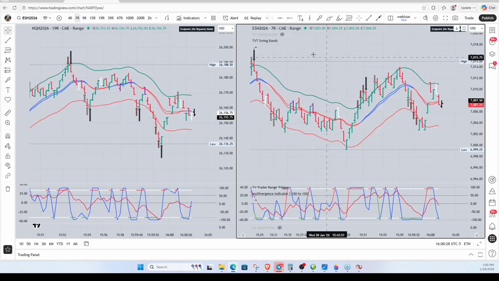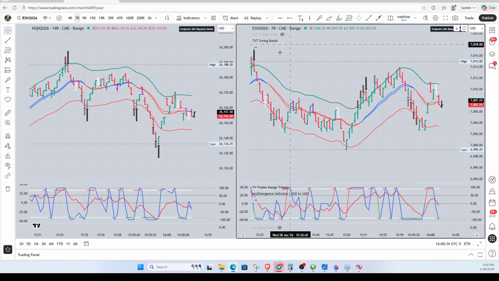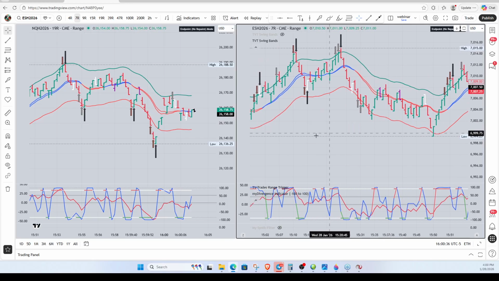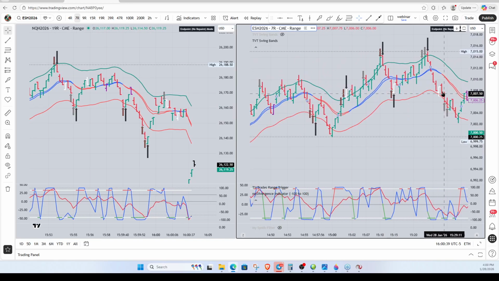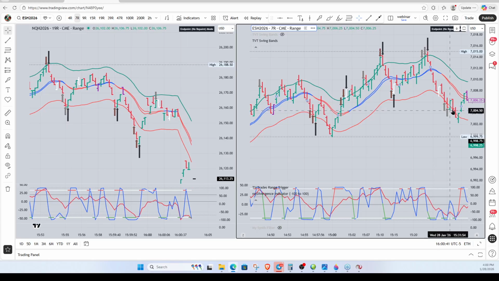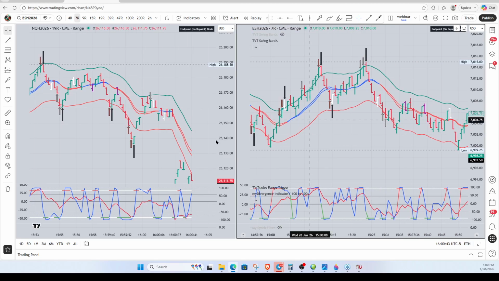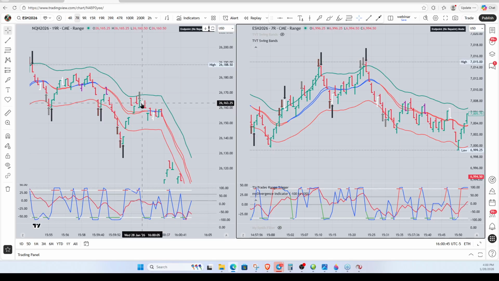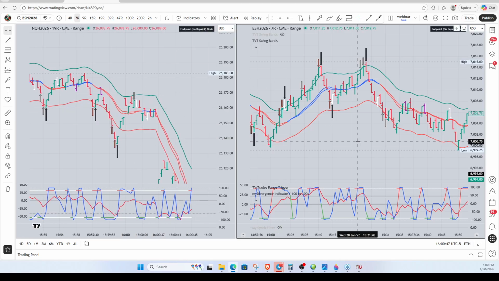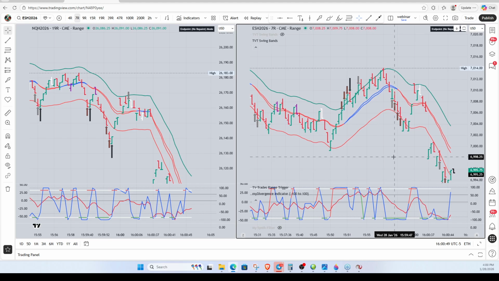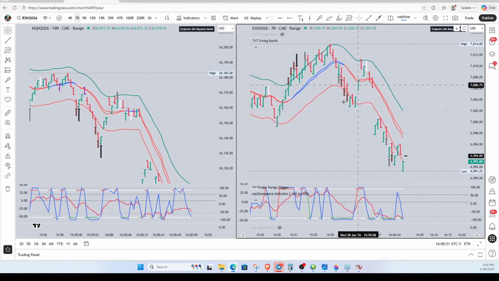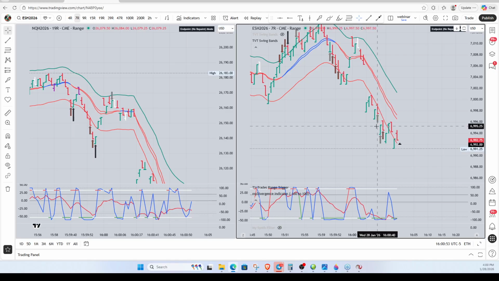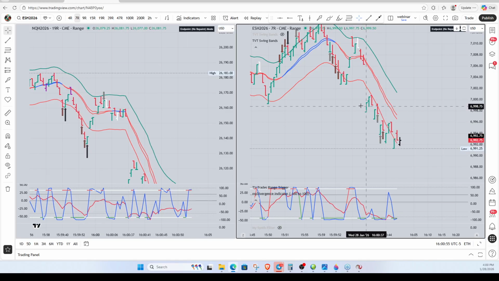Okay, the filter. I'm still working on the filter. That's why I didn't put it out there for you guys. But in this session, it filtered out one right here. It filtered out that stop out right there. I think it filtered out this right here. It filtered out this right here. It would just filter out that stop out right there.